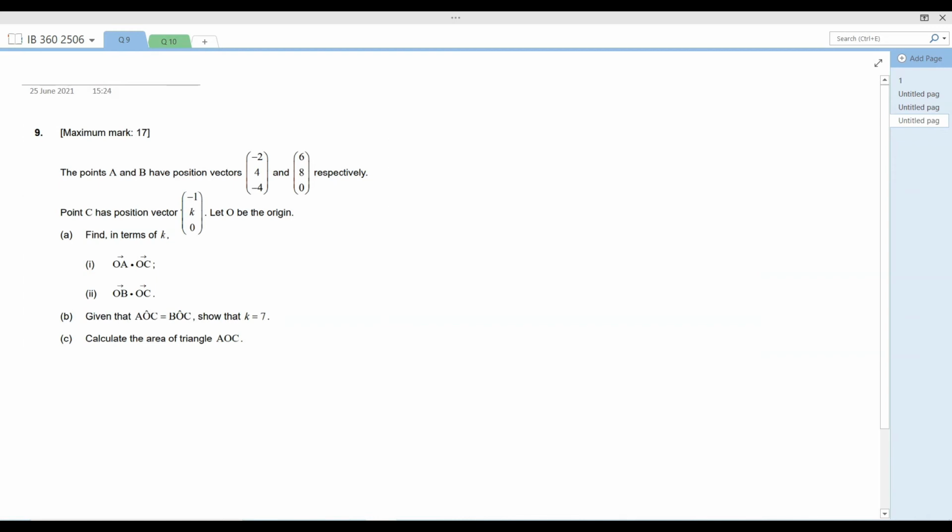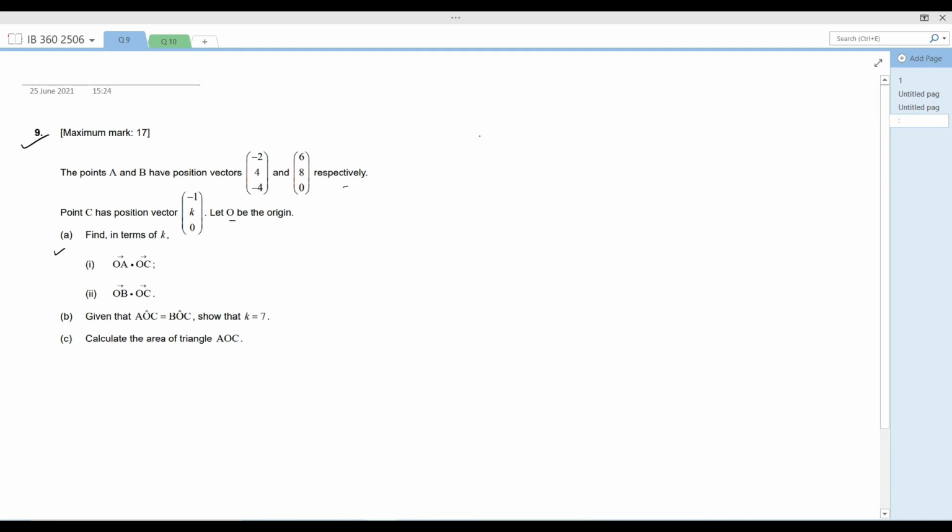So problem number 9: points A and B have position vectors (-2, 4, -4) and (6, 8, 0) respectively. Point C has position vector (-1, k, 0). Let O be the origin. Then find, in terms of k, OA dot OC. So this is the first dot product and it is a very easy part.